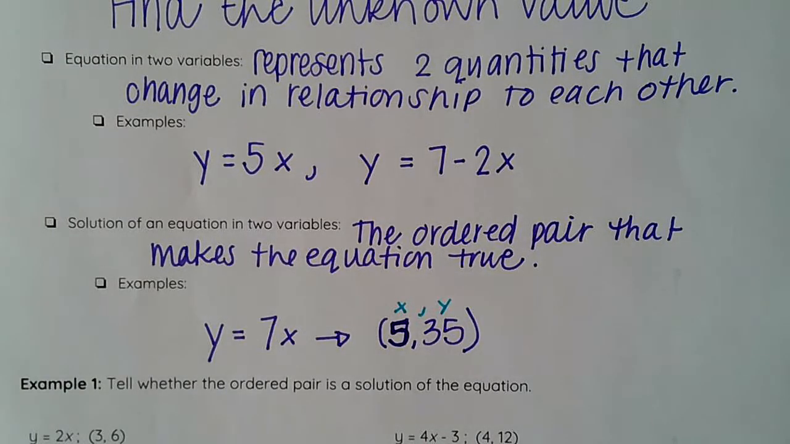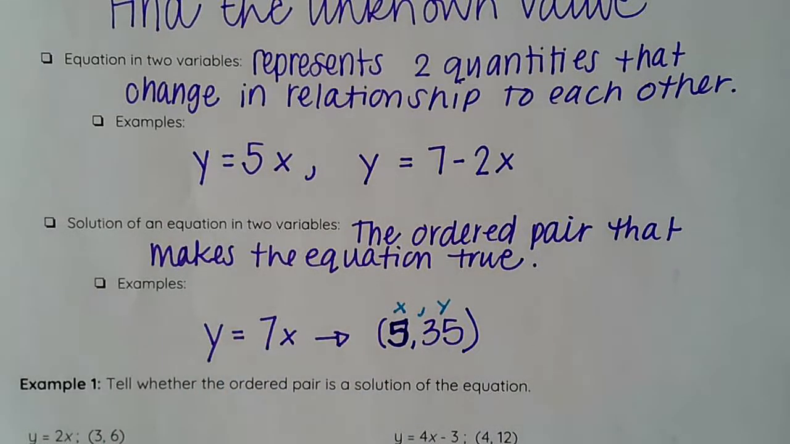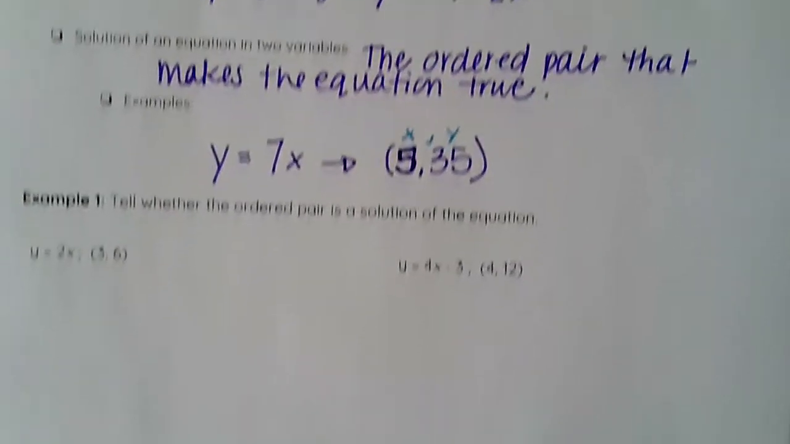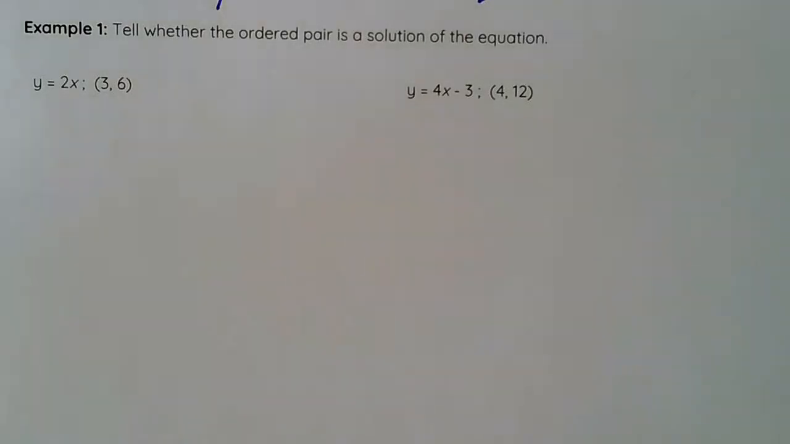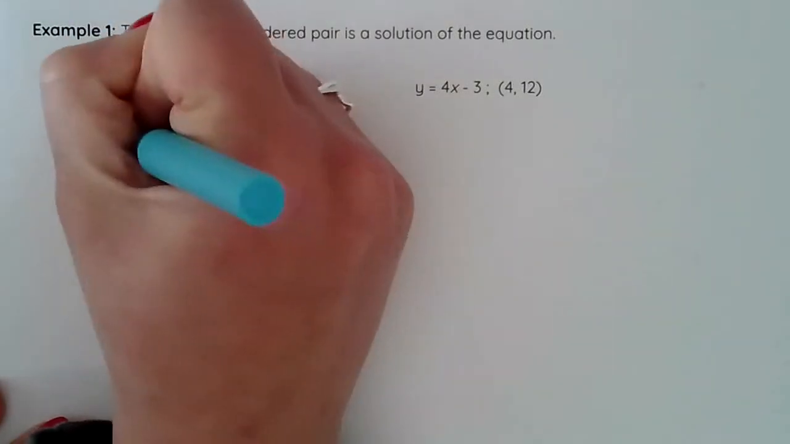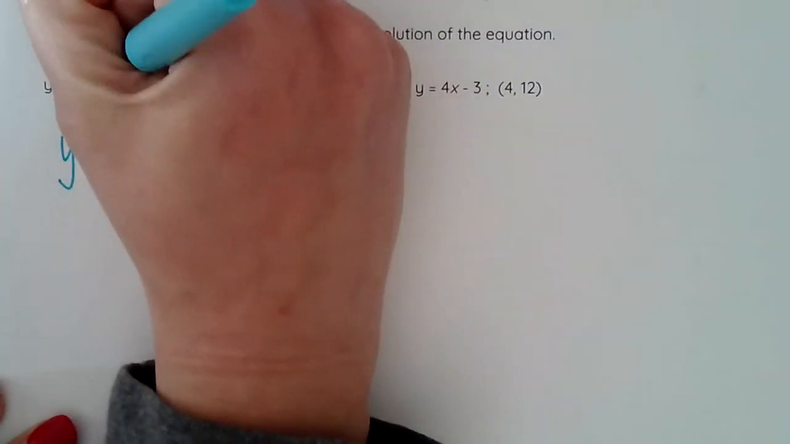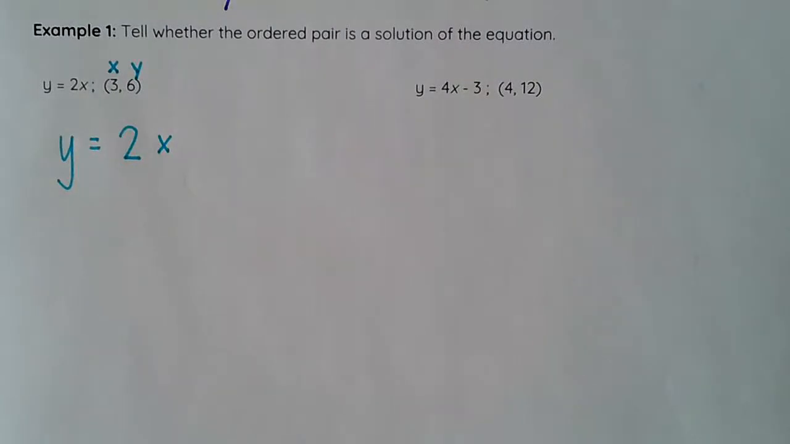You must remember that the ordered pair is written x, y, and flipping around the numbers and putting the 35 here and the 5 here will be incorrect. All right, so to tell whether the ordered pair is a solution of the equation, we simply substitute in. So I'm going to rewrite my first equation here. We've got y equals 2x. So now I need to substitute in, remembering that my first number is my x value and my second one is my y.